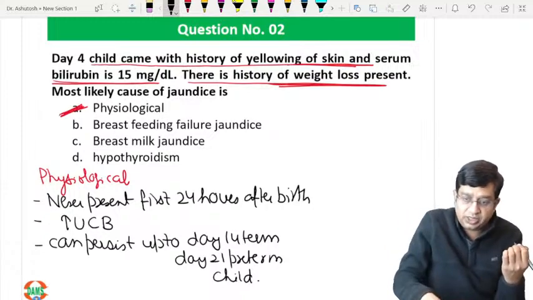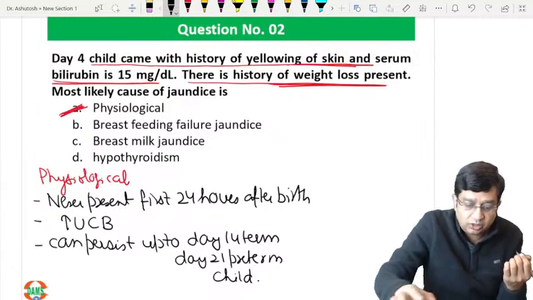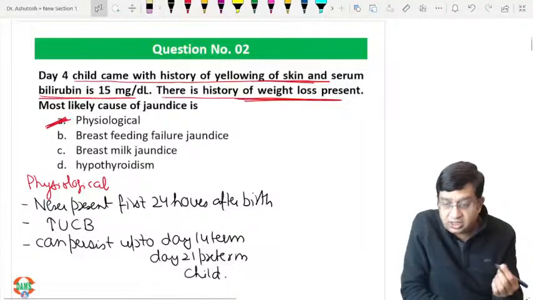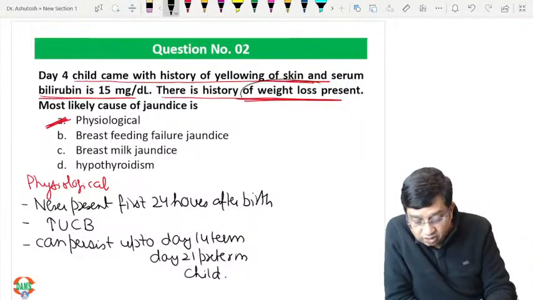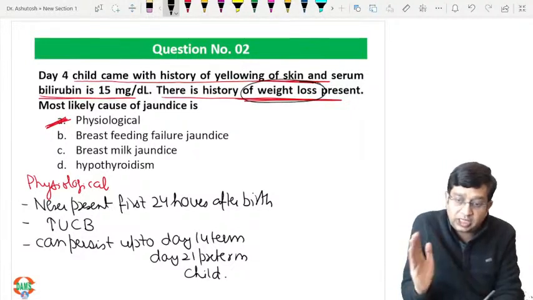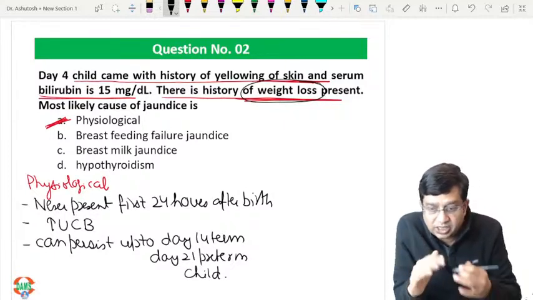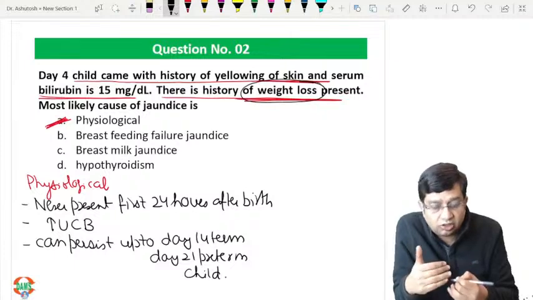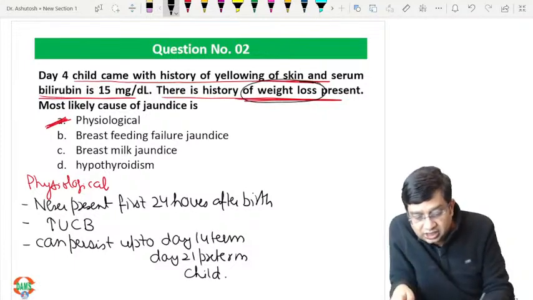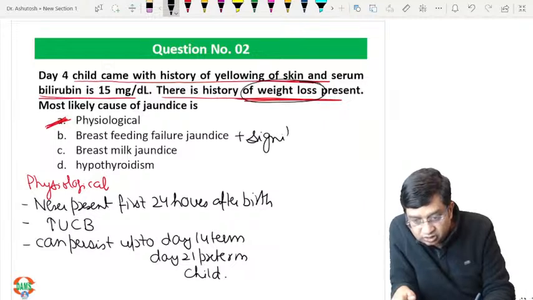child. Right? But if it was particularly given that there is significant weight loss, right? देखिए up to 10% weight loss first 10 days में permissible है, लेकिन अगर इससे ज्यादा weight loss है और child में jaundice है, then you should think of the breastfeeding failure jaundice.